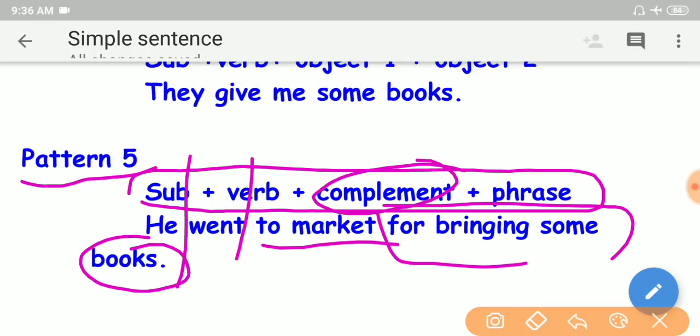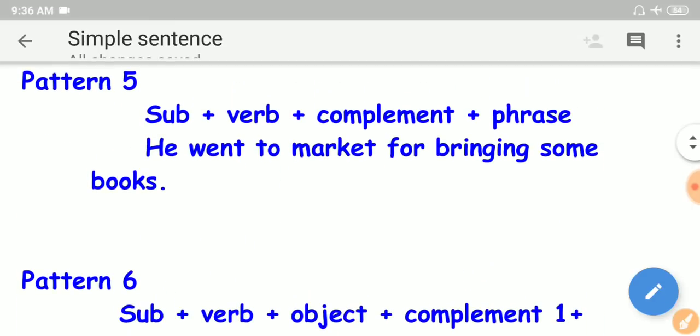Okay, so here market is the complement because it answers the question where. Complement is a word which helps to complete the meaning in a sentence. So, he went to market for bringing some books. That means it helps to give complete meaning in a sentence. That's why. So like this we can say a number of examples.